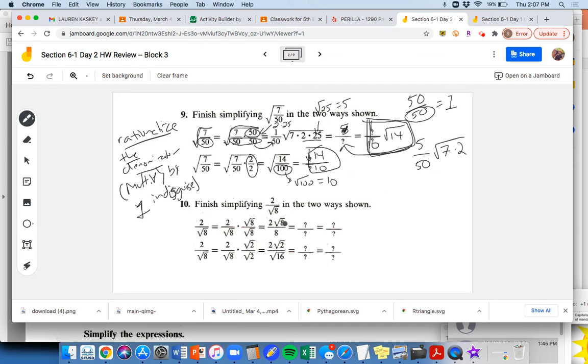All right, number 10 here. Finish simplifying 2 over root 8 in the two ways shown. Okay, so again, we want to rationalize our denominator. We can't divide 2 by root 8 ways because that makes no sense. Root 8 is an irrational number. It's non-repeating, non-terminating. It goes on forever. It would be about 2.7 or something like that.